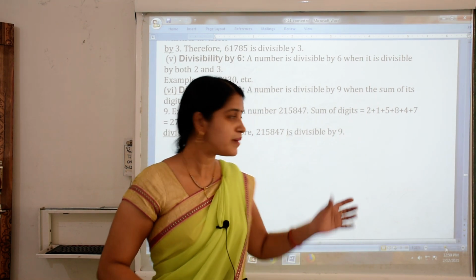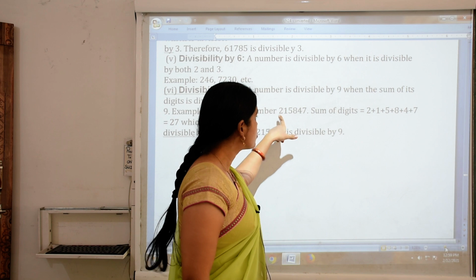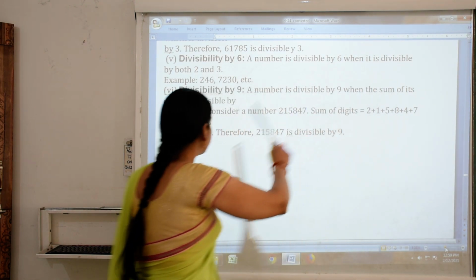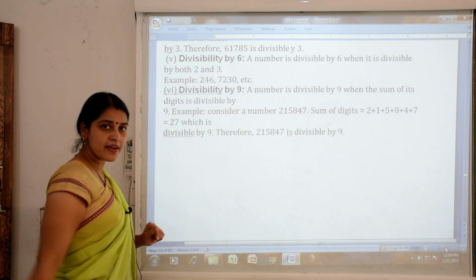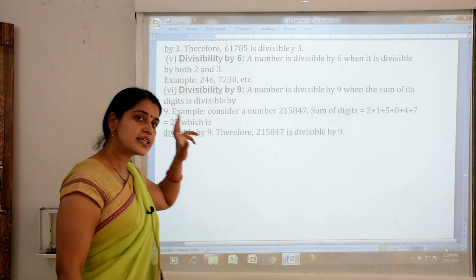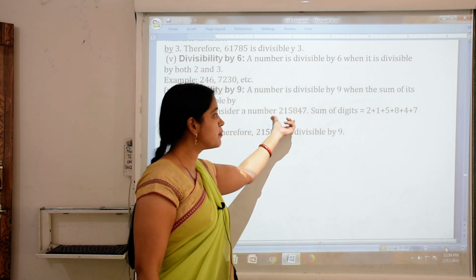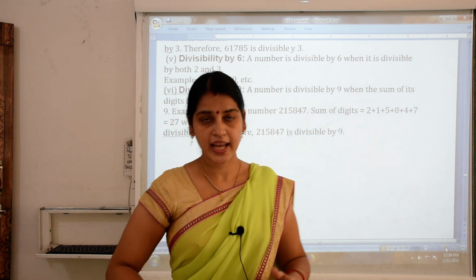You have to check it by their addition. So we have to add all these digits. So after addition we get again 27, and 27 is divisible by 9. That means the given number is divisible by 9.